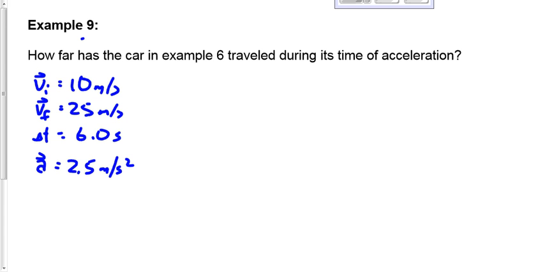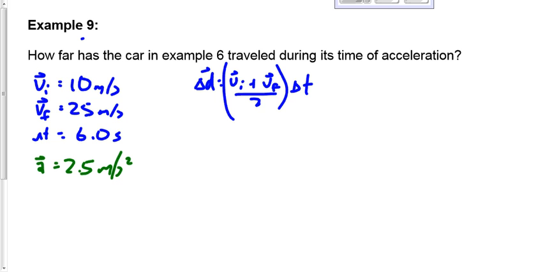Now, having said that, we could get away without using this. Here, I'm going to write this down in a different color. You'll see why in a second. We could do this in a couple of different ways. We could say D is equal to VI plus VF over 2, times T, and not use the acceleration, right? VI is 10, VF is 25, over 2, times 6. 35 divided by 2 is 17.5.